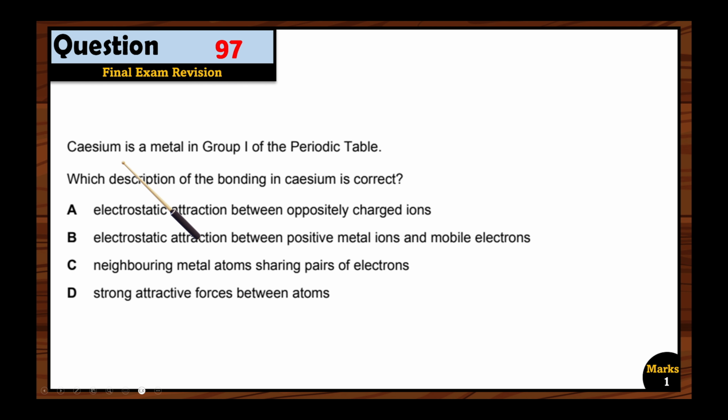Question 97. Cesium is a metal in group 1 of the periodic table. Which description of the bonding in cesium is correct? So let's see now about the description of the bonding. It belongs to group 1. So what will be the bonding now? Electrostatic attraction between oppositely charged ions. Which oppositely charged ions?